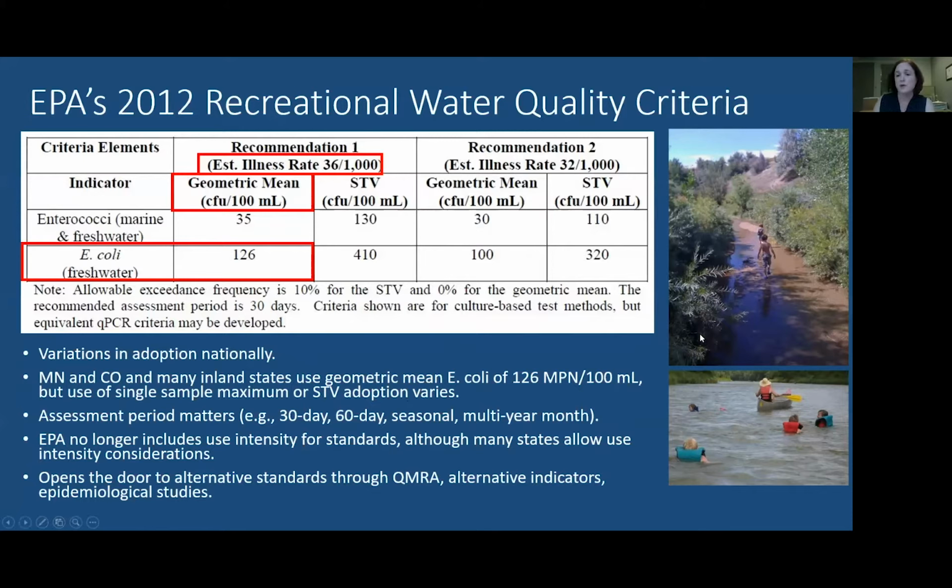And so if you look at the pictures on the right here, these are some streams in Colorado where children are wading in shallow water versus swimming in a river, and the same stream standard would apply to both of those due to potential ingestion of water.